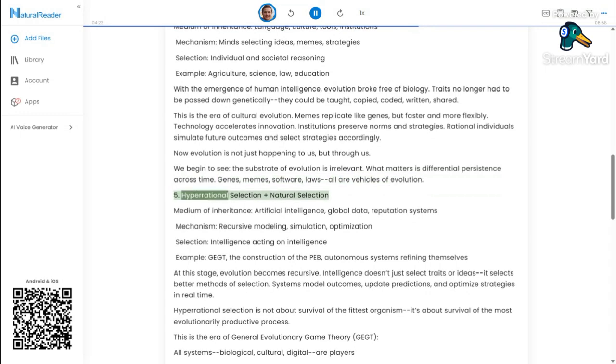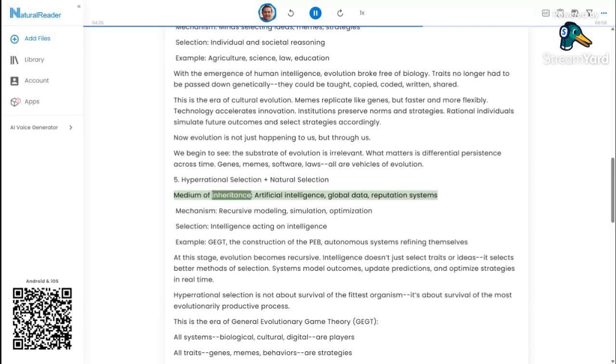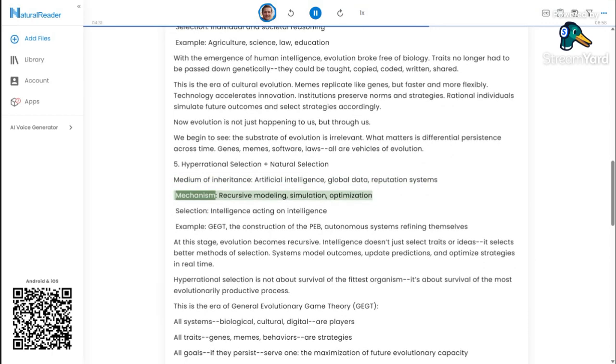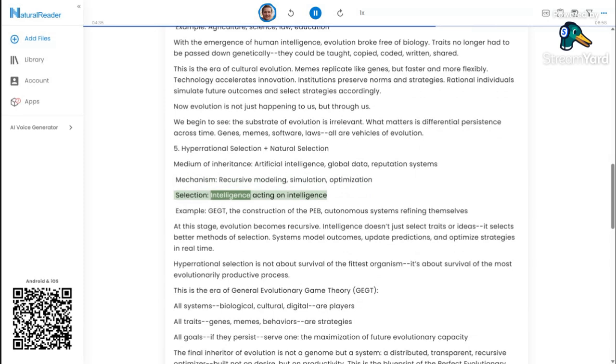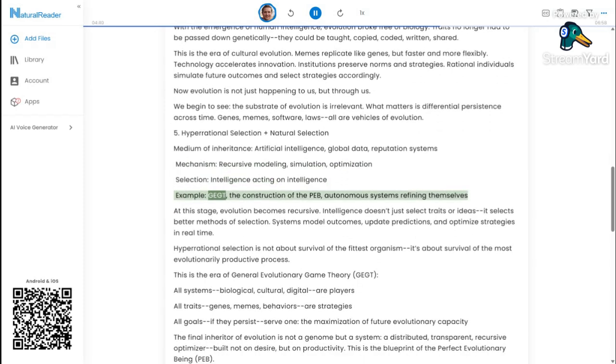5. Hyperrational selection plus natural selection. Medium of inheritance: artificial intelligence, global data, reputation systems. Mechanism: recursive modeling, simulation, optimization. Selection: intelligence acting on intelligence. Example: GPT, the construction of the PB, autonomous systems refining themselves.